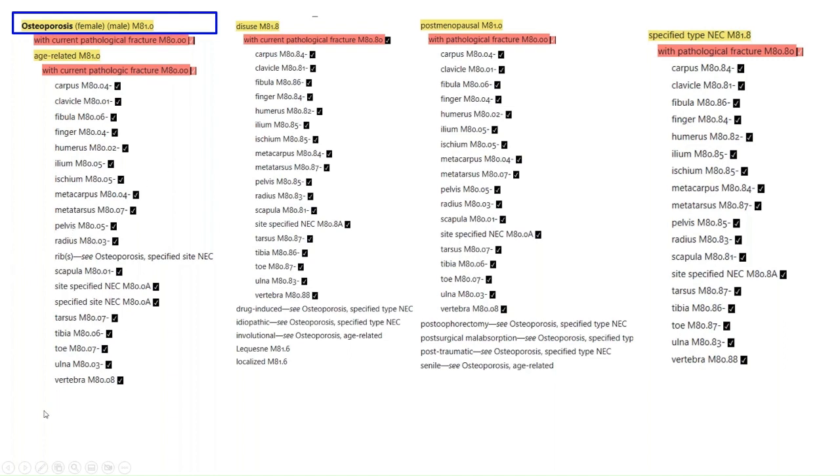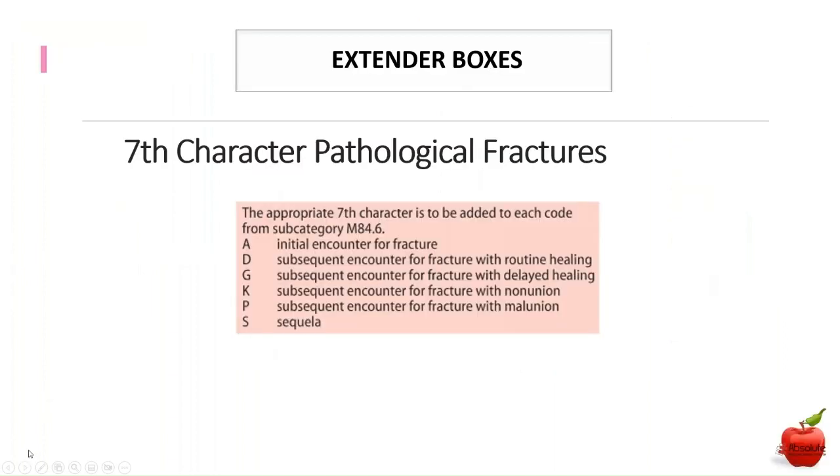Your provider will provide all of that. We are coders. We don't have to worry about how they come up with it. You are going to code what you see. You cannot code what is not documented. So we capture what we see. If it's not there and you need certain information, then that is when you would query a provider, but you code what you see.